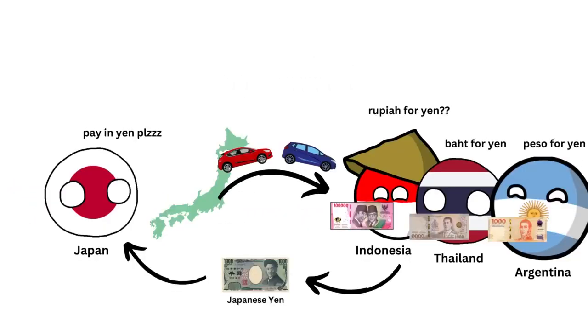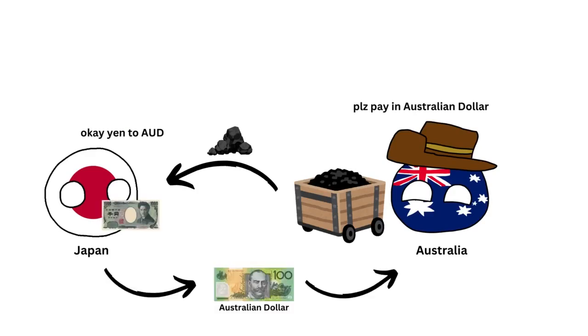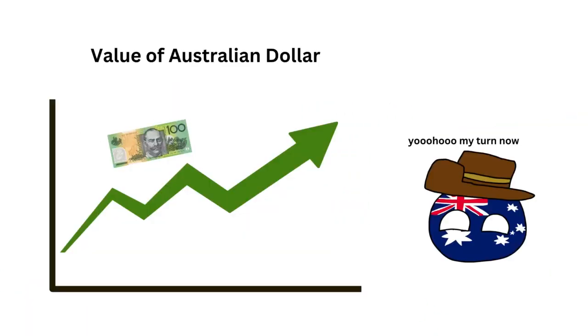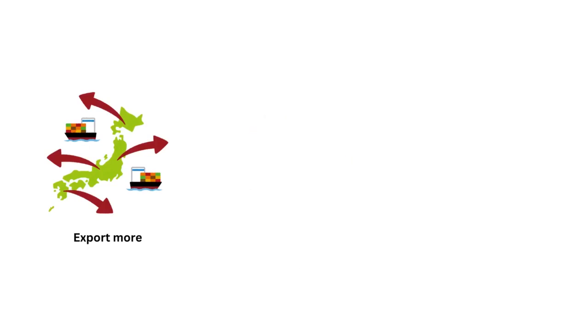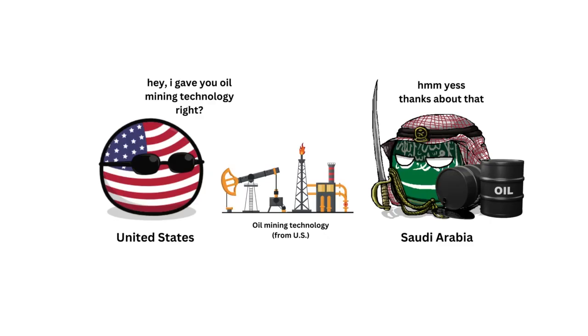Section 4. Export and import. Japan exports cars to other countries. Those countries need to use Japanese yen to buy the cars. This makes the yen high in demand. Japan imports coal from Australia. They need to use Australian dollars to buy the coal, which increases demand for the Australian dollar. Most countries try to export more so that others need to buy their currency, making it stronger.